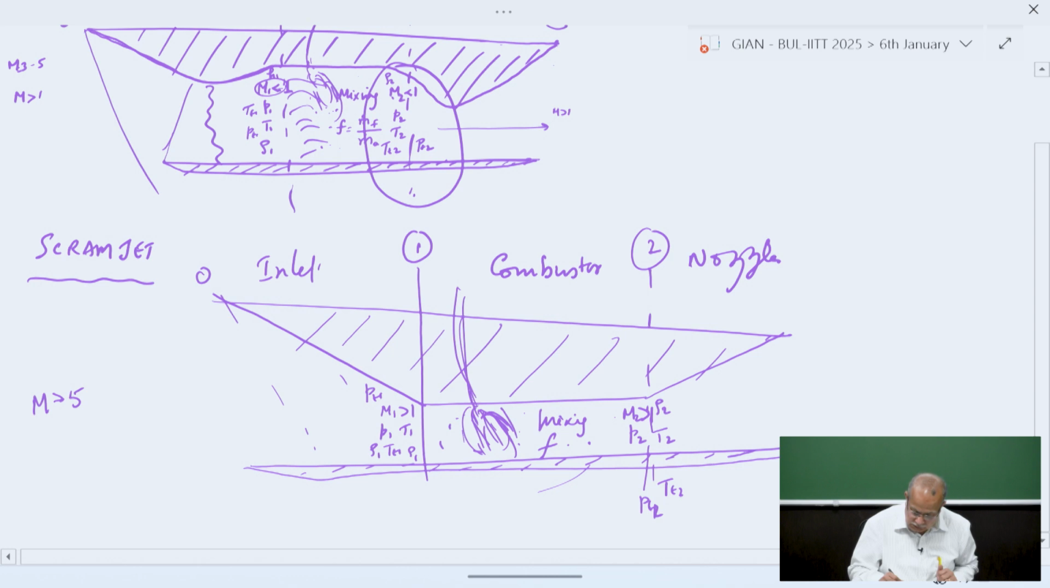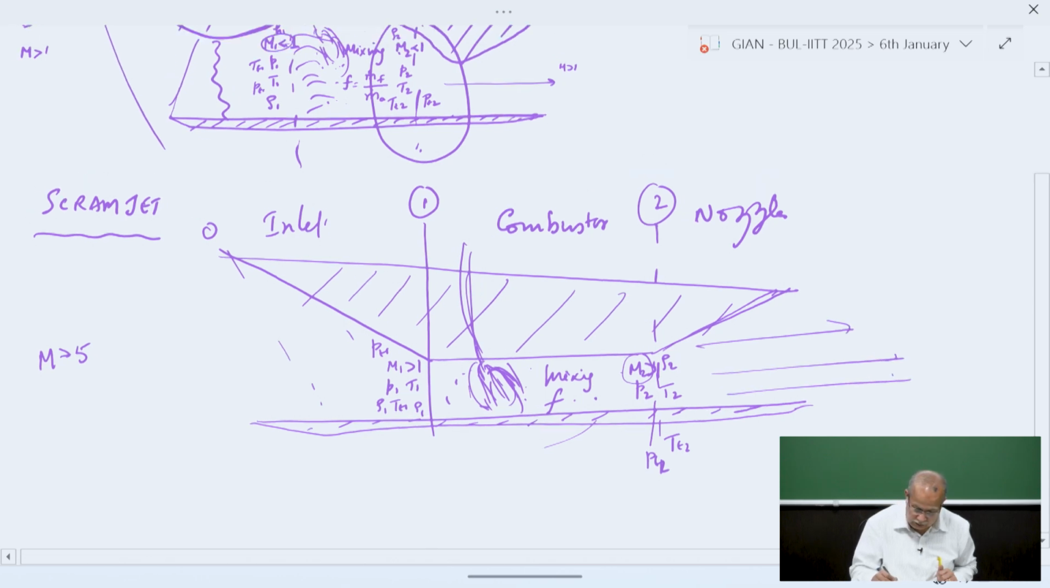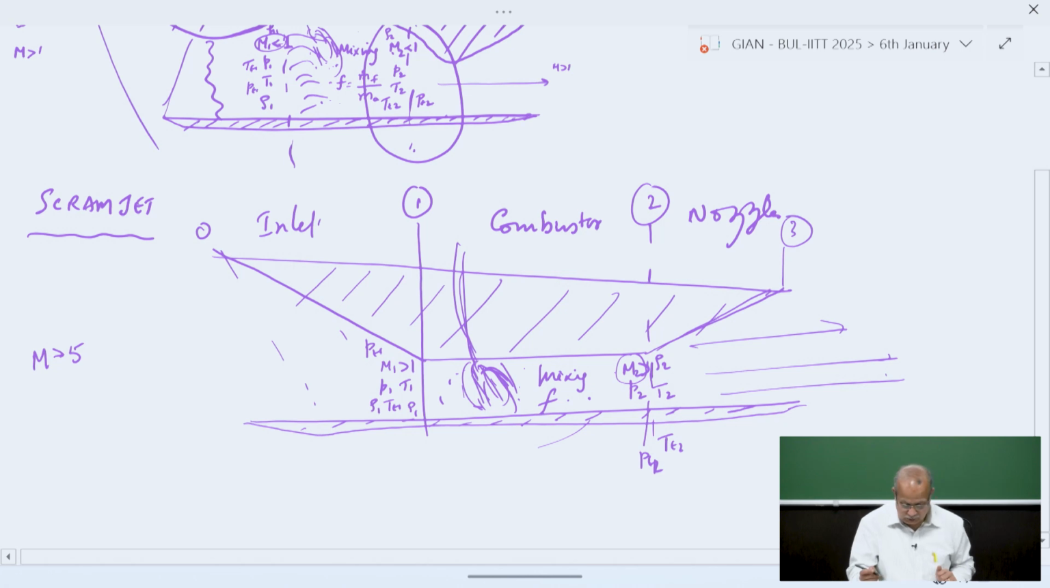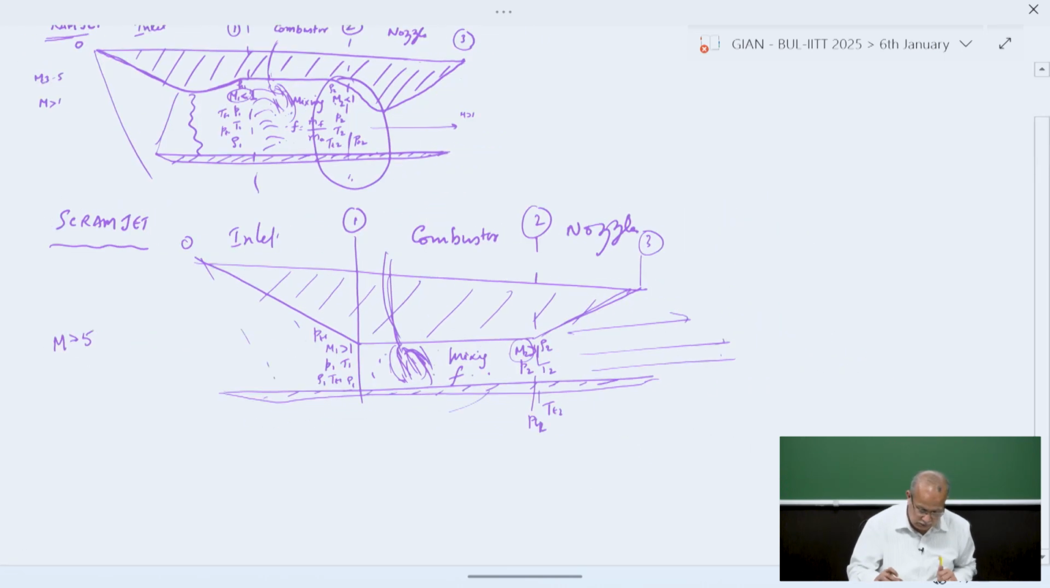Since the flow is supersonic here, we have a diverging nozzle, which causes the flow to accelerate and to leave the nozzle and to produce the thrust. Some of the common things I just wanted to pick up at this particular point here.